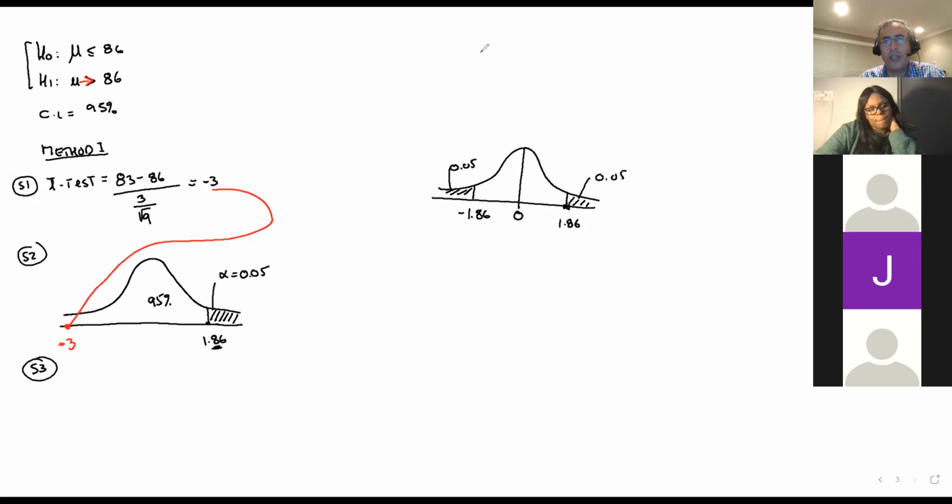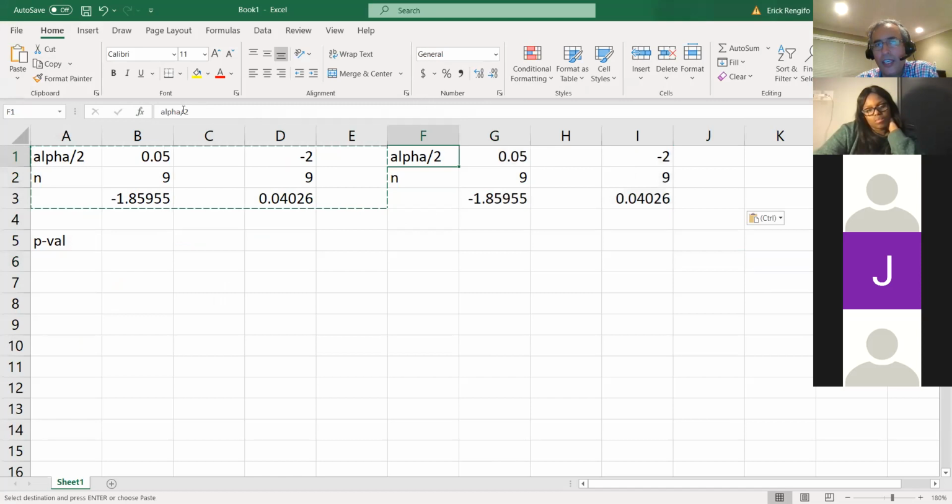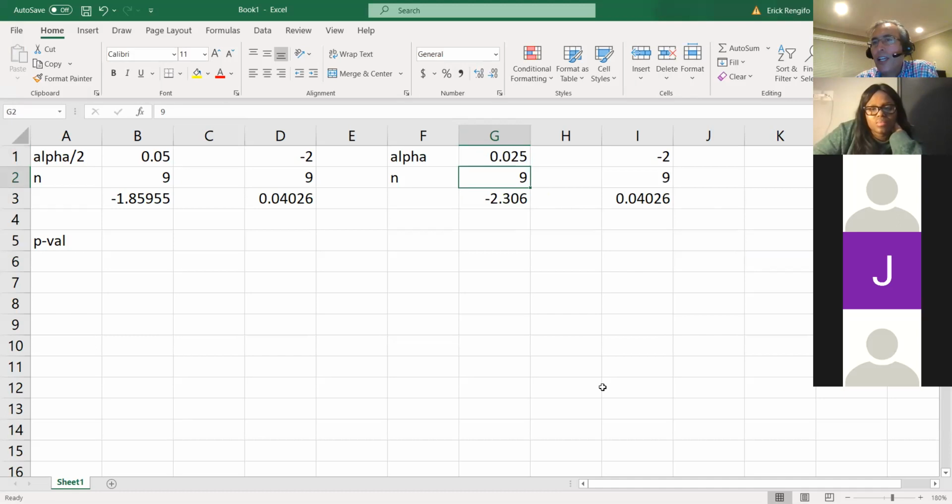Remember, guys, that here you need to be very careful what you use. Are you using alpha or alpha over 2? In the first case, when we had a non-directional test, it was alpha over 2. In this case, we have a directional test, so we need to provide Excel alpha. Here alpha is 0.05, just by pure coincidence. My degrees of freedom, my sample size is 9. I simply use this one here. Does it make sense? What you have done, I imagine, is divide this by 2. But in that case you divide by 2 because you have two sides. Oh, okay. I see it now. Makes sense to everyone? That's a very good question too, guys.